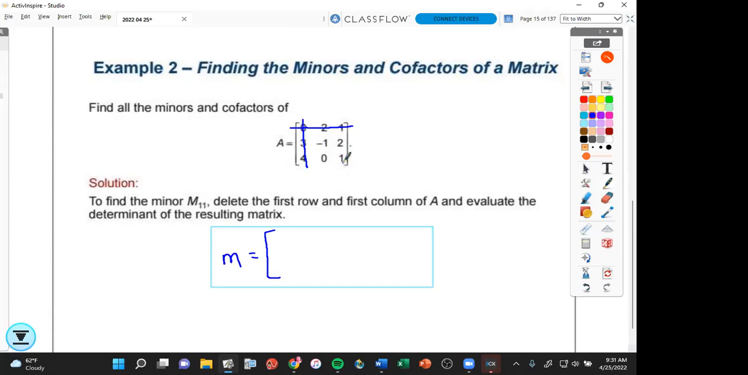-1 times 1 minus -1 minus 0 is -1. Okay. To find the next one, ignore row 1, column 2. The next minor is going to go right here. What is the determinant? 3 times 1 minus 3 minus 8, -5. Let's move on.